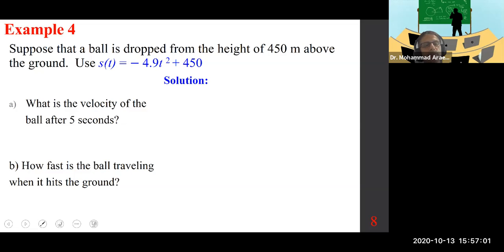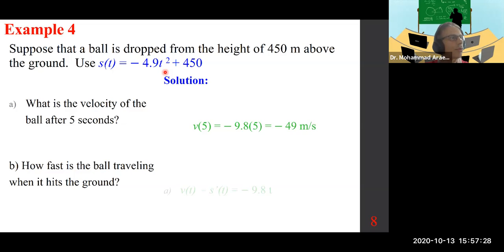Well, first and foremost, let's find the velocity. That means from S of t, let's go to V of t, differentiation. Negative 4.9 times 2t gives you negative 9.8 t. Okay, so the order was wrong, class. First, we get this one: negative 9.8 t. And now replace the t with 5. That gives you negative 49 meters per second.